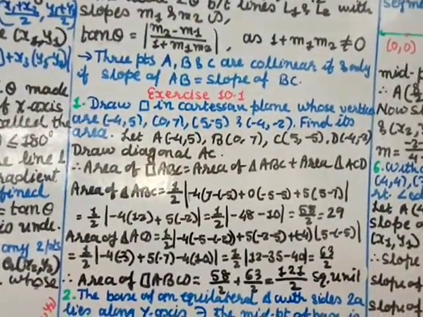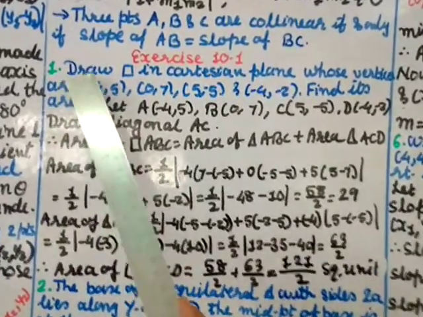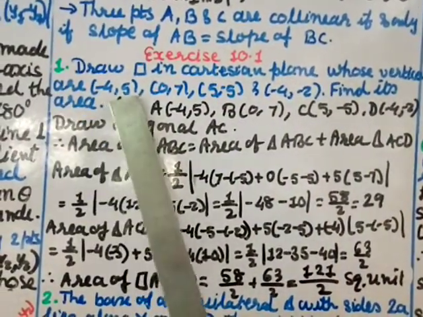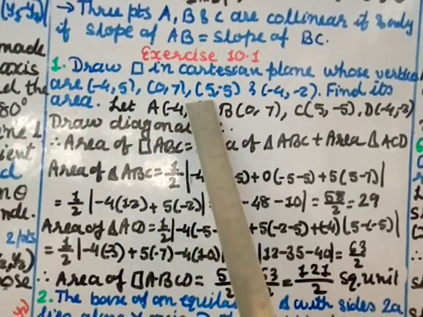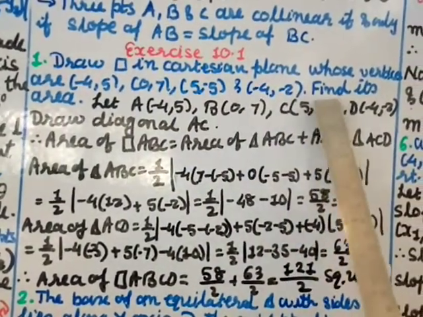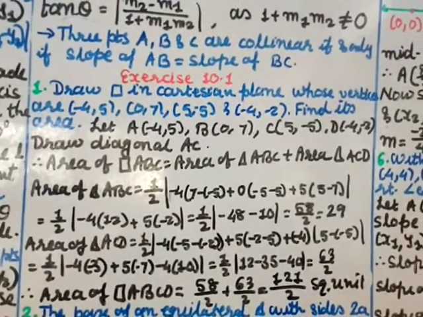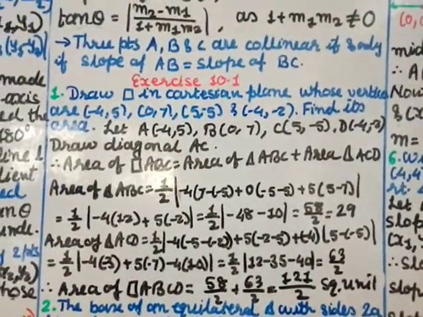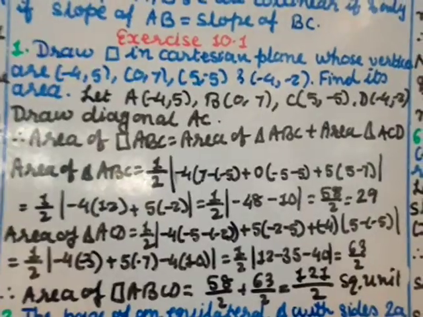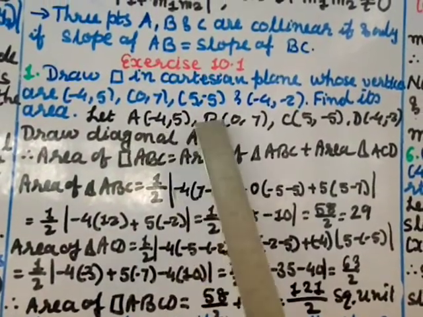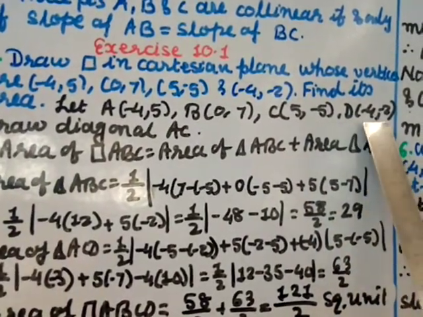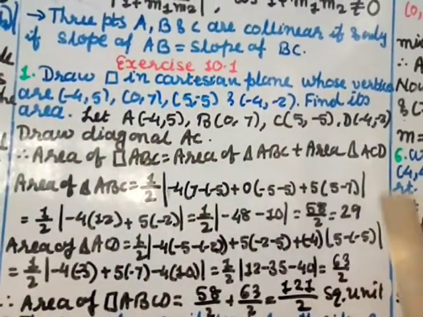Exercise 10.1, question number 1. Draw the quadrilateral in the Cartesian plane whose vertices are (-4, 5), (0, 7), (5, -5), (-4, -2), and find its area. Now drawing the quadrilateral, I leave it for you. I shall find the area. Let A be (-4, 5), B (0, 7), C (5, -5), D (-4, -2). Call these A, B, C and D.